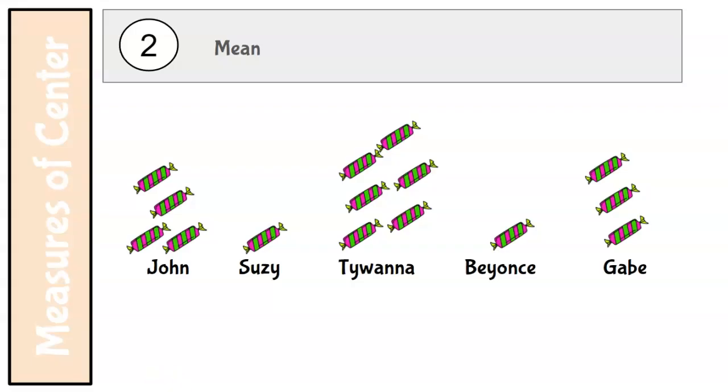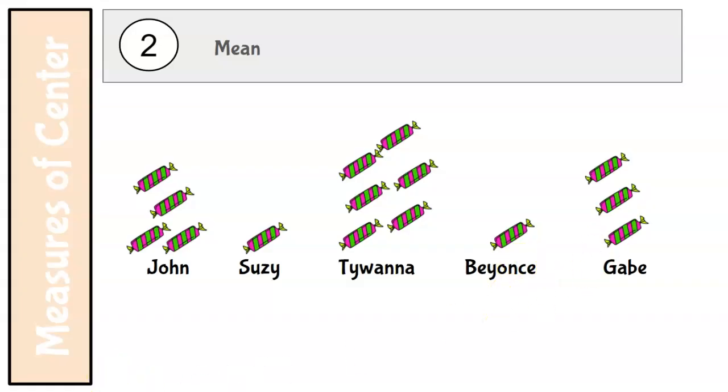Let's take a look at our example here. So John, Susie, Tiana, Beyonce, and Gabe are at a birthday party, and there's a piñata. And the piñata gets busted open, and this is the candy that each of them gets. And they decide they're going to divide it evenly amongst all of them. And that's going to be the mean of the data. So John has 4, Susie has 1, Tiana has 6, Beyonce has 1, and Gabe has 3.